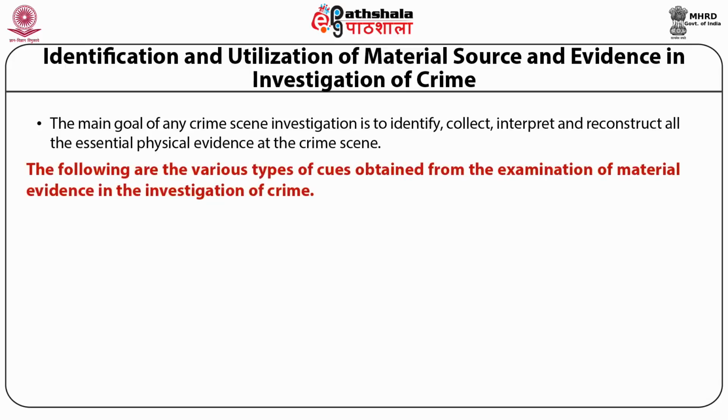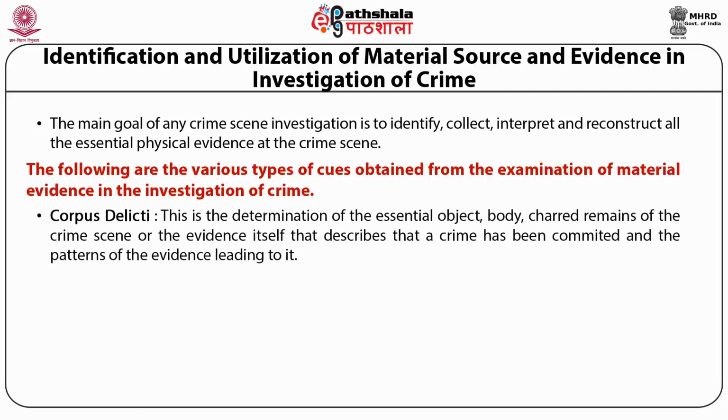The following are the various types of clues obtained from the examination of material evidence in the investigation of crime. First type of clue is corpus delicti. This is the determination of essential object, body, charred remains of the crime scene or the evidence itself that describes that a crime has been committed and the patterns of the evidence leading to it.